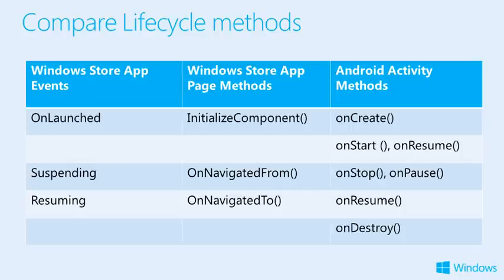You can switch the pages or activities inside a process. In Android, when one activity replaces another, the current activity invokes the onPause and onStop callbacks, and the new activity invokes the onResume callback. This behavior is similar to the page-to-page navigation in Windows Store apps. While moving from one page to another, the current page invokes the OnNavigatedFrom callback, and the new page invokes the OnNavigatedTo callback.